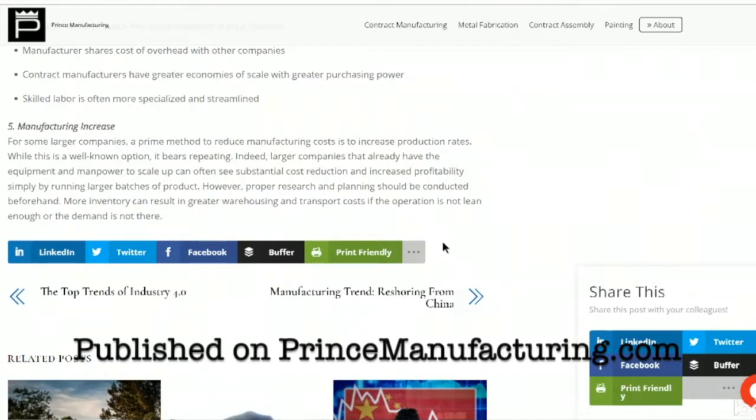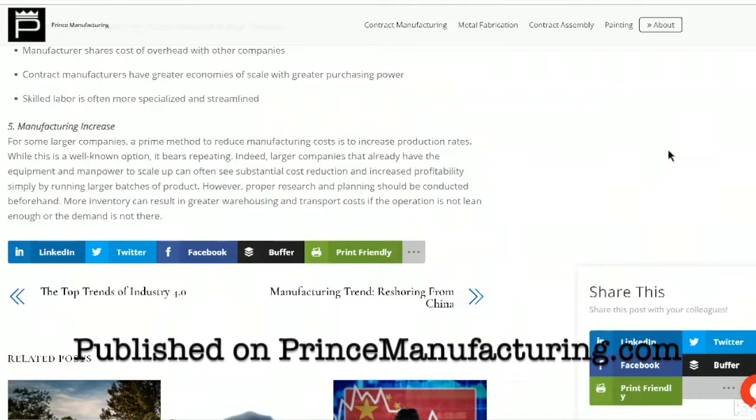And finally, in today's episode, the fifth method to reduce manufacturing cost is to increase manufacturing. For some larger companies, a prime method to reduce manufacturing cost is to increase production rates. While this is a well-known option, it bears repeating for sure. Indeed, larger companies that already have the equipment and manpower to scale up can often see substantial cost reduction and increased profitability simply by running larger batches of product.